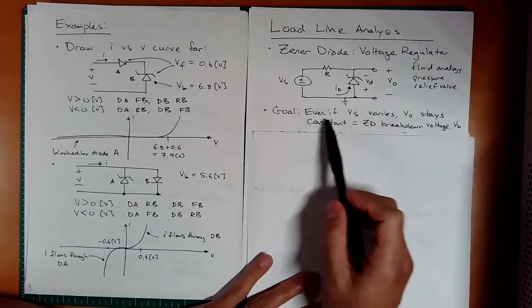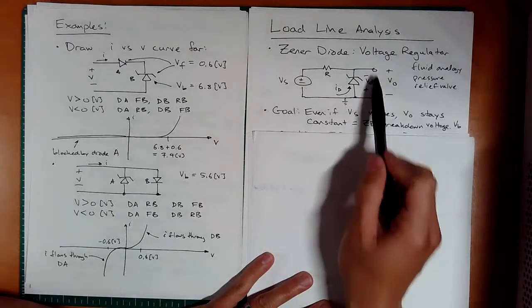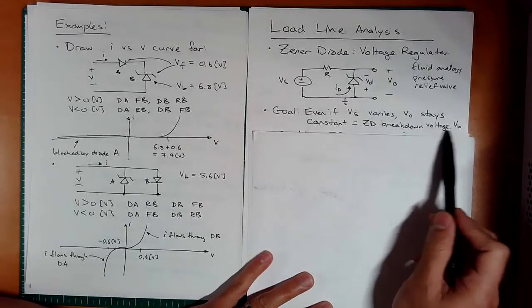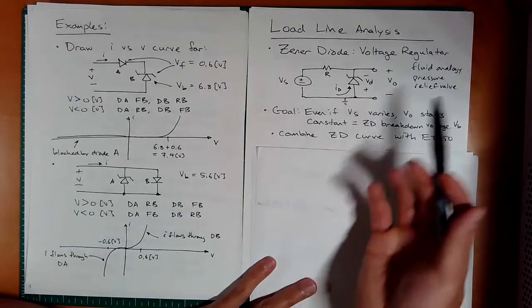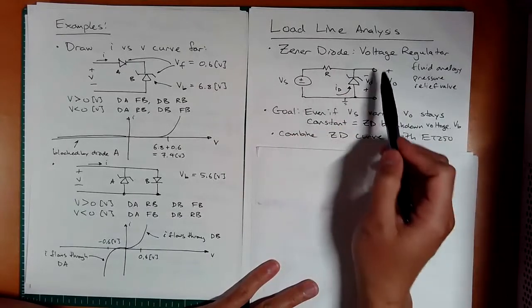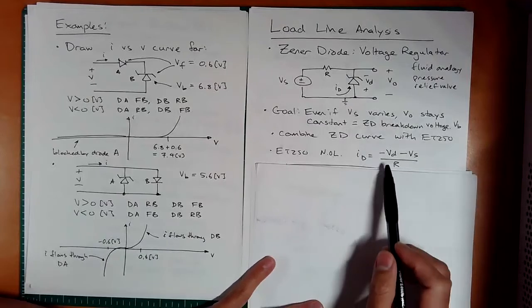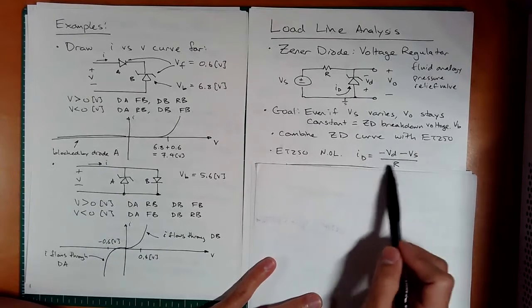Okay. So I stated here what I just said. Even if Vs varies, V naught stays constant, and it's constant at the breakdown voltage. Okay, and so what we're going to do is combine our 250 analysis, basically our nodal Ohm's law, with our new Zener diode curve. We did this last lecture, and so let's be careful though. Notice I have the minus signs.